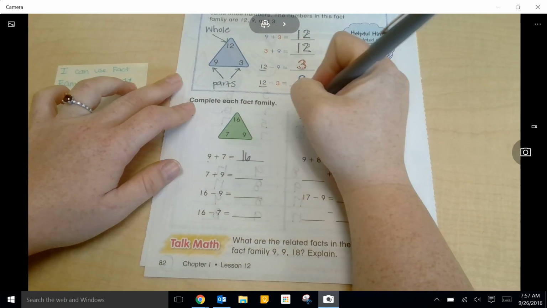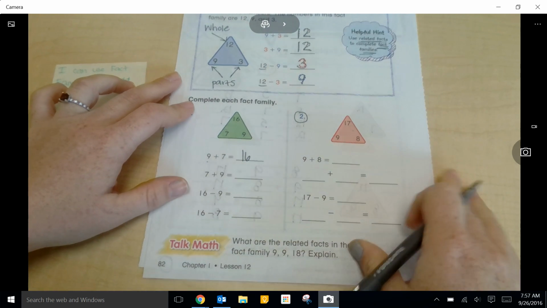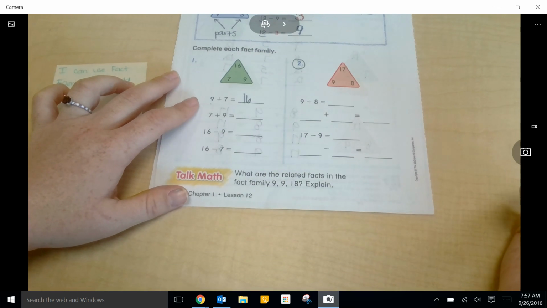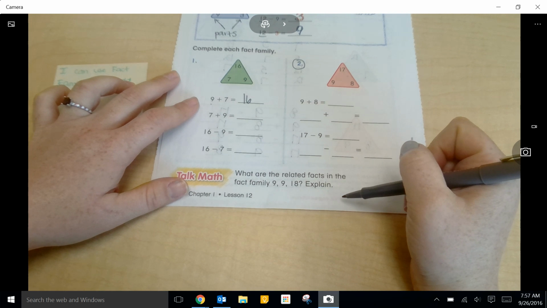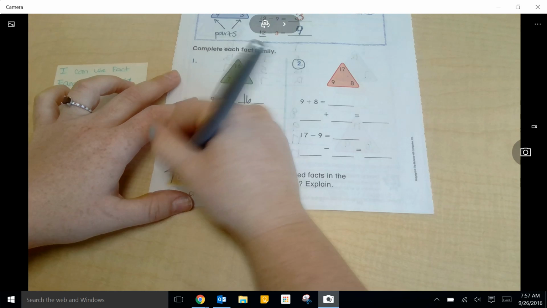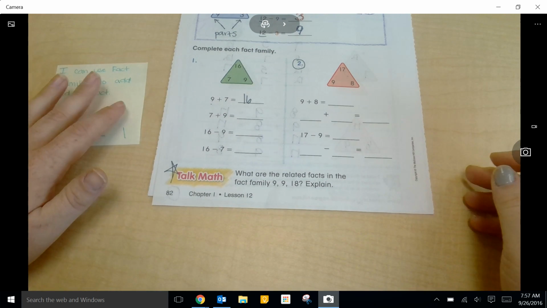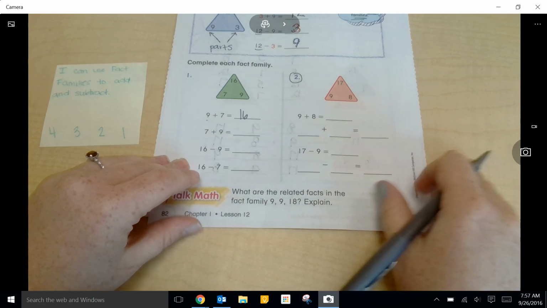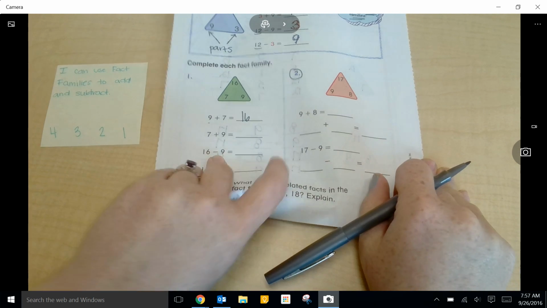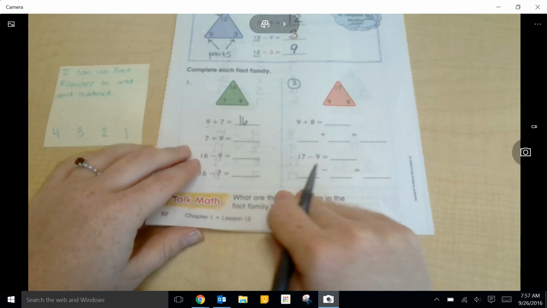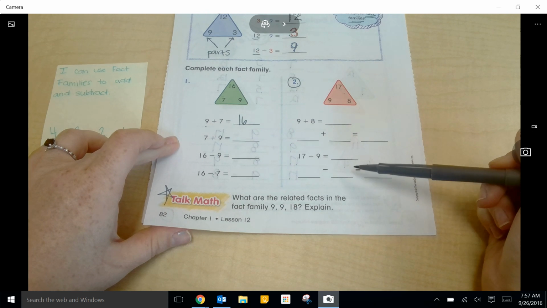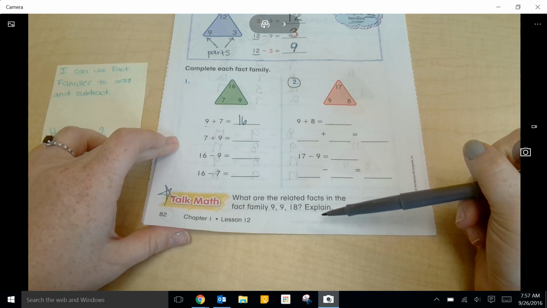We will check number 2 together at My Teacher Lesson today. What are the related facts in the fact family 9, 9, and 18? Explain. We're checking this one at My Teacher Lesson today because I think it's a tricky question, and I want to see who can get a dojo point from knowing the answer. Pause the video and complete 1 and 2 and come up with an answer for Talk Math.